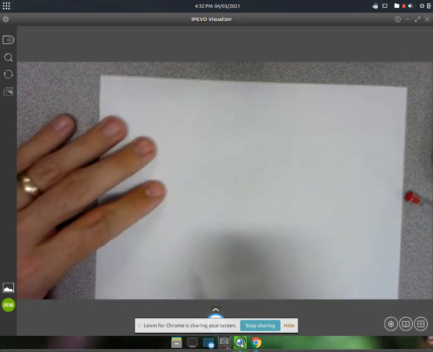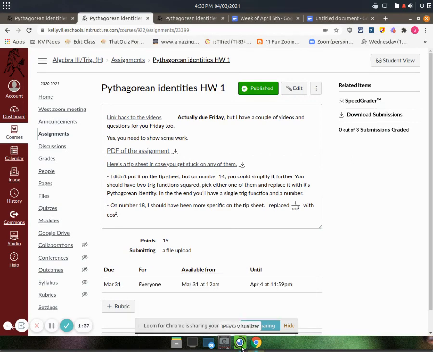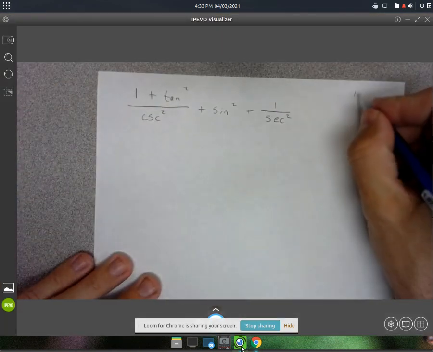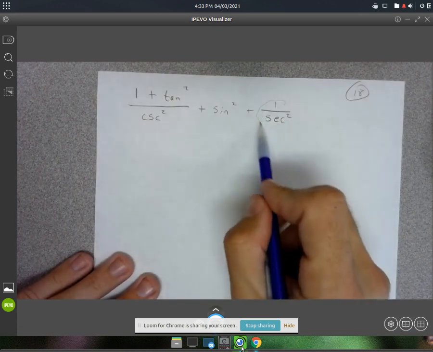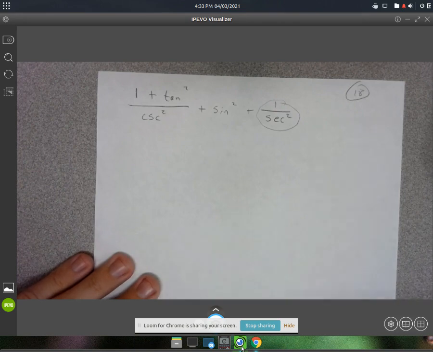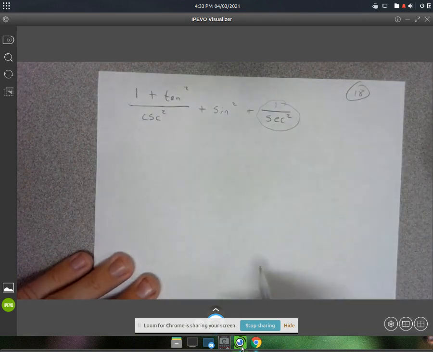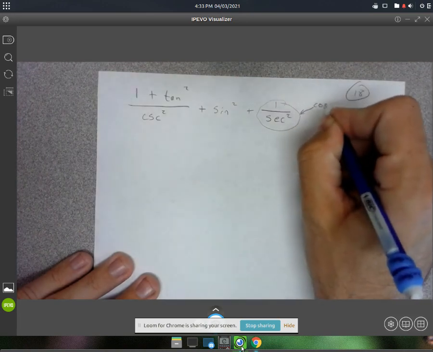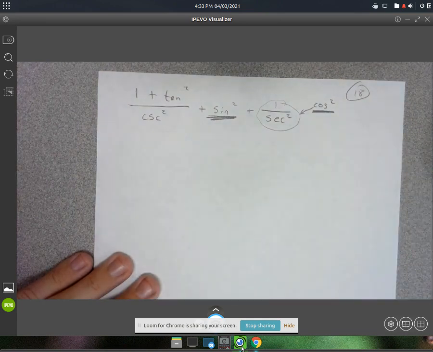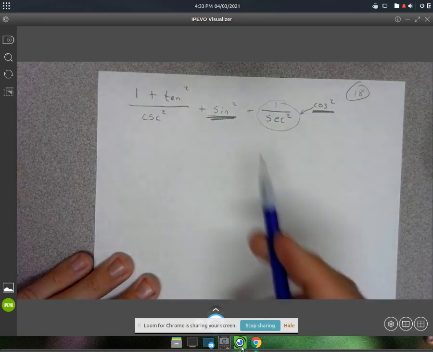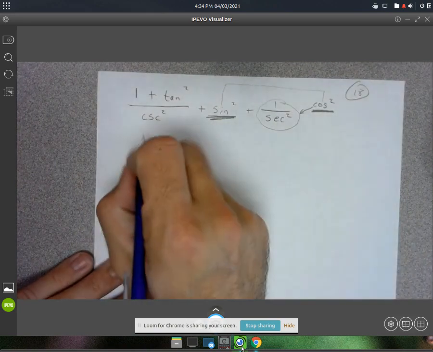For 18, let me pause it and write it down here. All right, so what I did on number 18, first thing I did was this is equal to cosine squared right here, 1 over secant squared. That's equal to cosine squared because they are reciprocals of each other. So because that's equal to cosine squared, I took this one and this one, and since they're being added, that's equal to 1. So sine squared plus cosine squared is equal to 1.